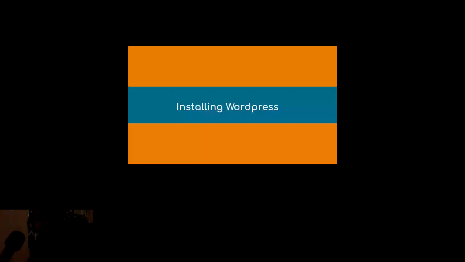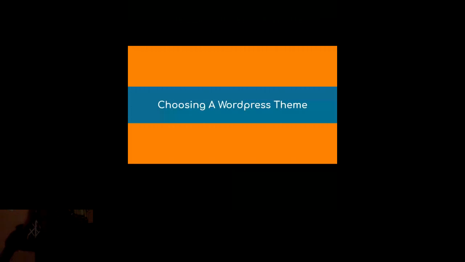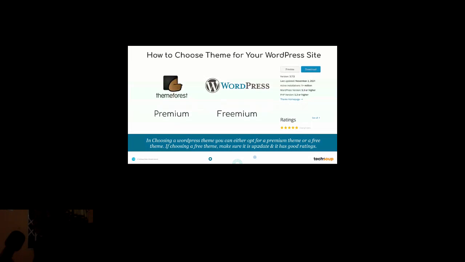So Softaculous is an extremely popular free auto app installer application that comes integrated with most cPanels. So after you've installed WordPress, you have to choose a WordPress theme. So how do you want your office to look? So yeah, that's where this comes in. Then what kind of furniture do you want to use? So where do you buy them from?